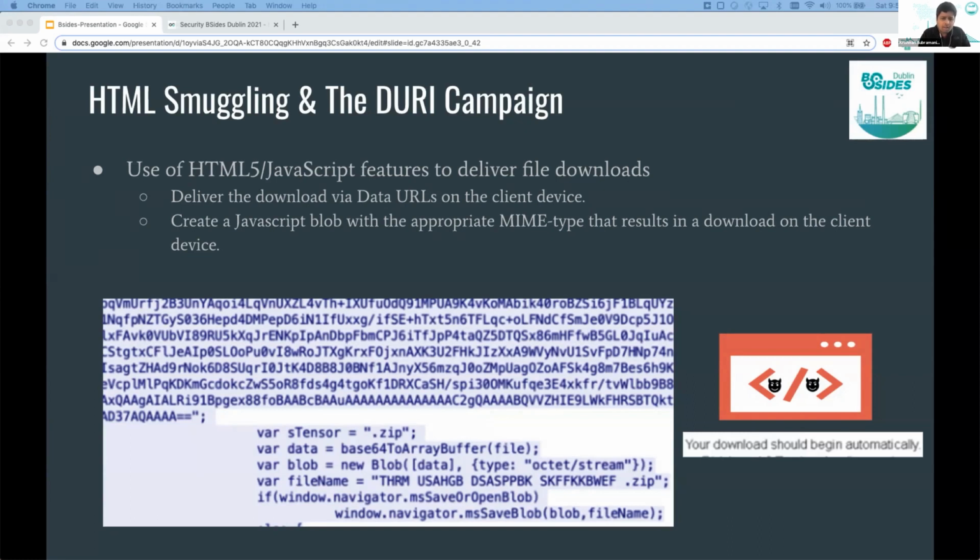In regards to the end user experience, the user will usually see a save or open dialog prompt for the download, or see the download in the folder location that has been set to download files. I think this depends on how the download settings are configured on the browser. And we just gave this campaign the name Dury because it uses the data URI scheme.